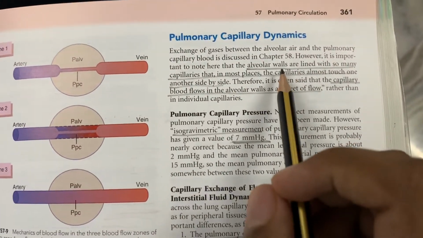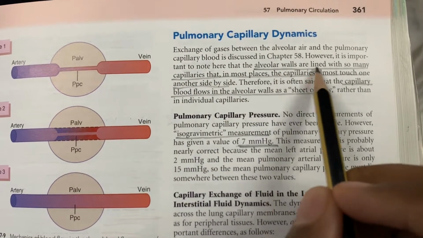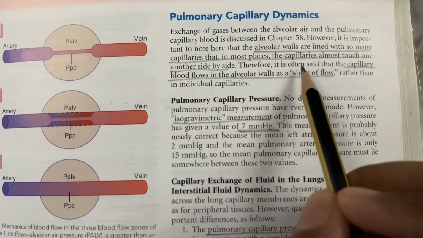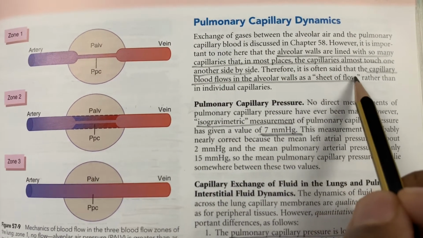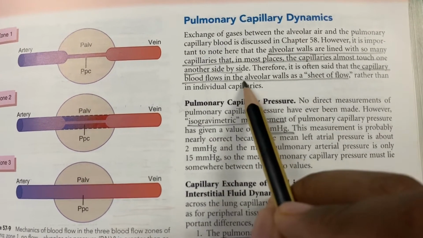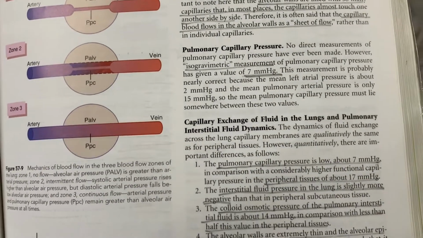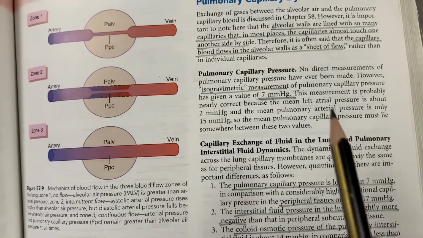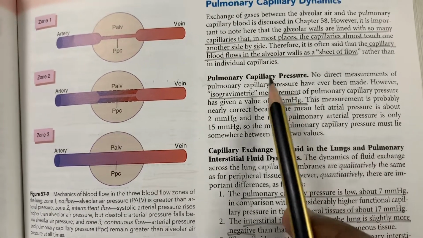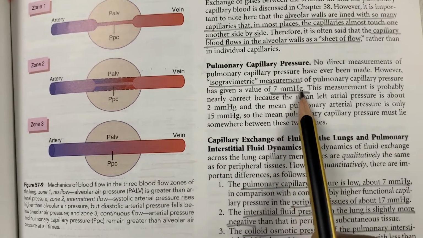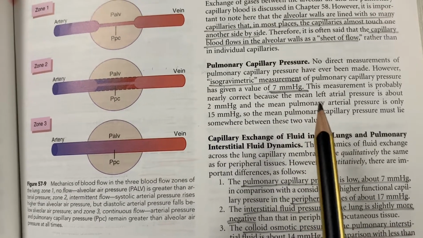Coming to pulmonary capillary dynamics, alveolar walls are lined with so many capillaries that in most places the capillaries almost touch one another side by side. Therefore, it is often said that the capillary blood flows in the alveolar walls as a sheet of flow rather than in individual capillaries. Coming to pulmonary capillary pressure, no direct measurements of this have been made. However, isogravimetric measurement has given a value of 7 mm of Hg, magic number again. Okay.